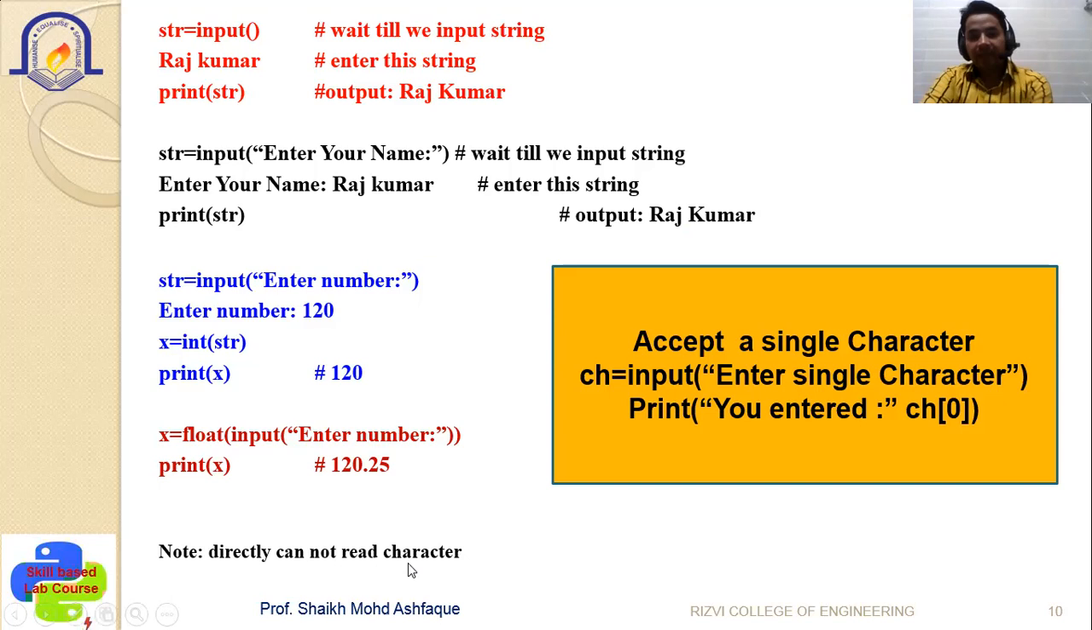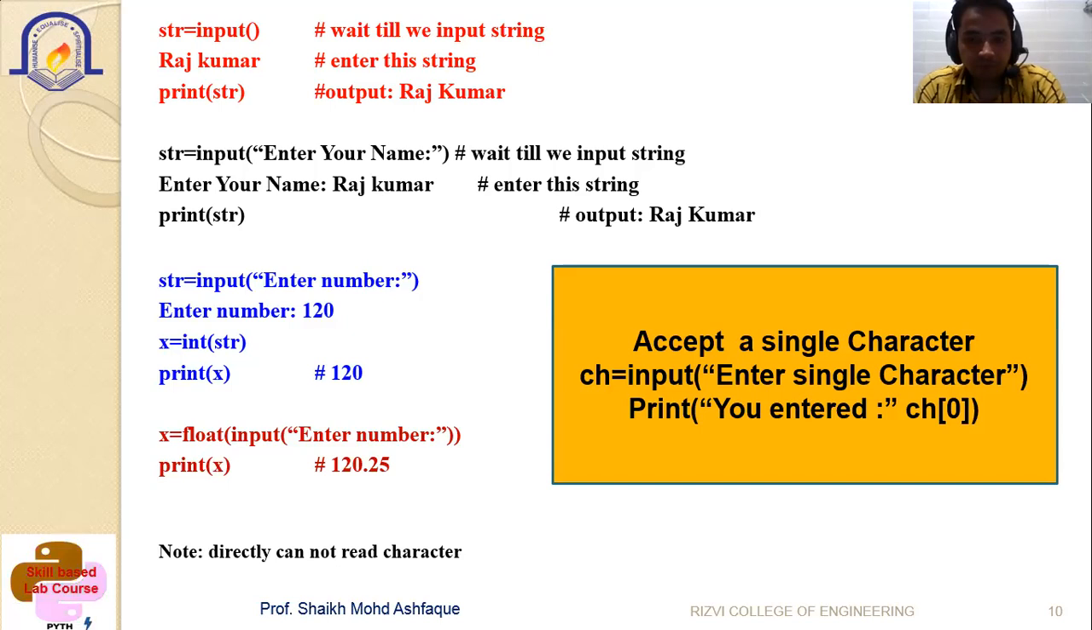Directly you cannot read a character. As I have said, at the time you cannot read directly a character. You have to read it as a string. There is no character type to be considered at that time. So if you want to accept a character, how can you do it? Basically, we'll accept the data from the string's zeroth position. We can consider it the single character. So here we'll accept a single character. Ch is equal to input, enter a single character, then print you entered ch of 0. The string is taken as input and we are considering ch of 0, that is your first character. So by using this way you can accept your single character from the user.